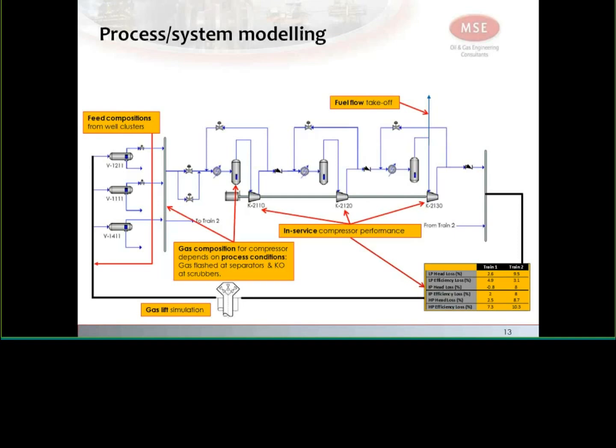And we also included other fuel take-off and of course in-service compressor performance. So if you can see, the model was really quite complex, and this is a very simple schematic of it. And the challenge was then, first, to align it to properly replicate what was being observed in the field.